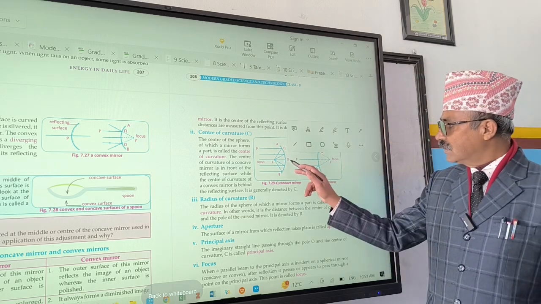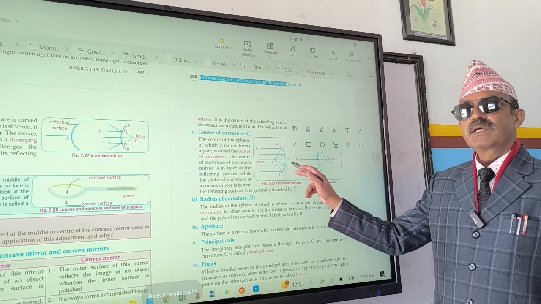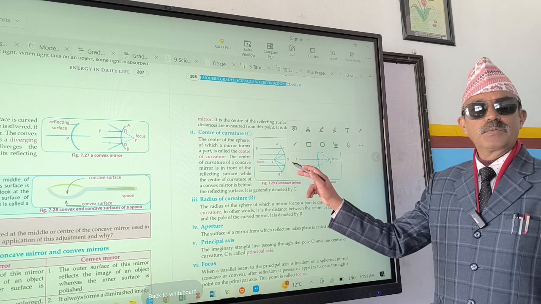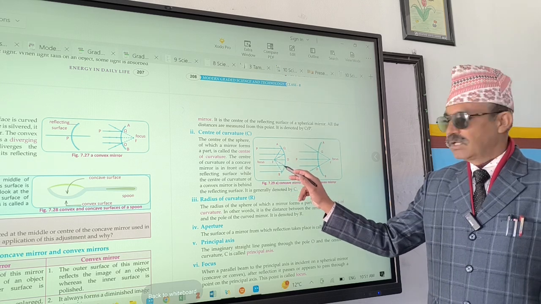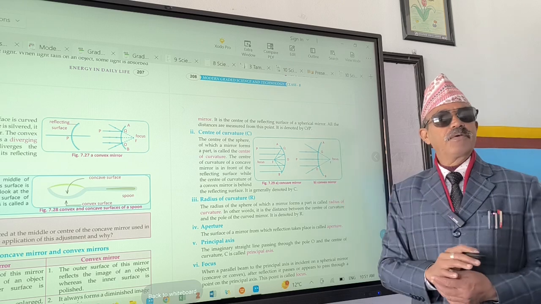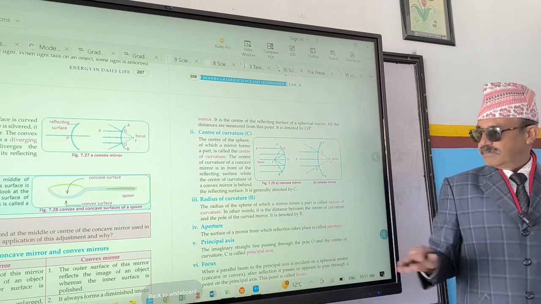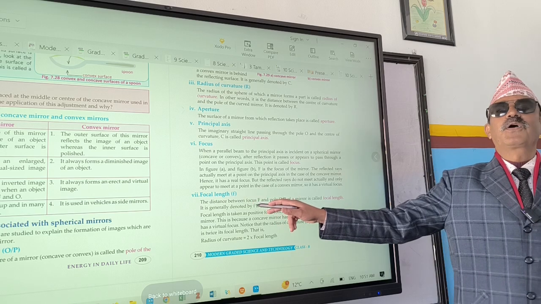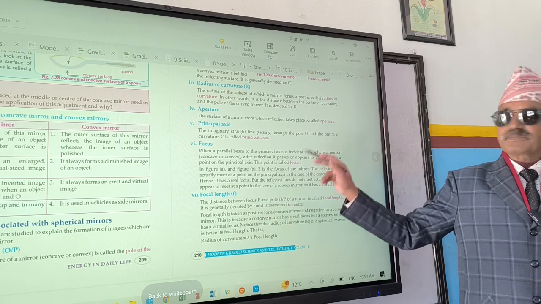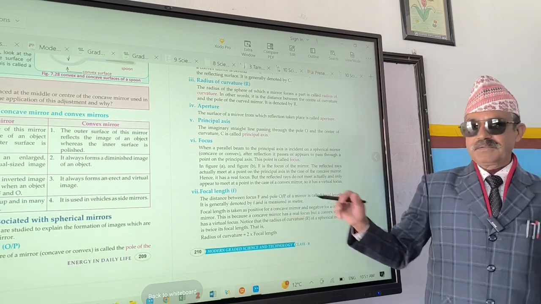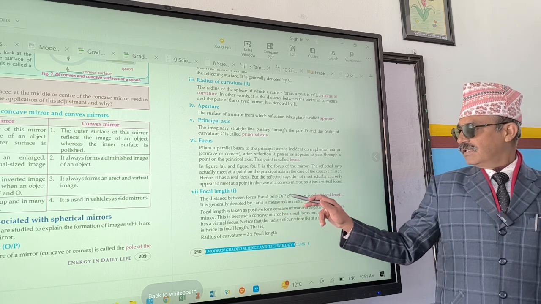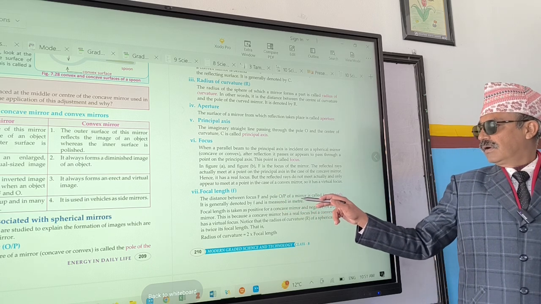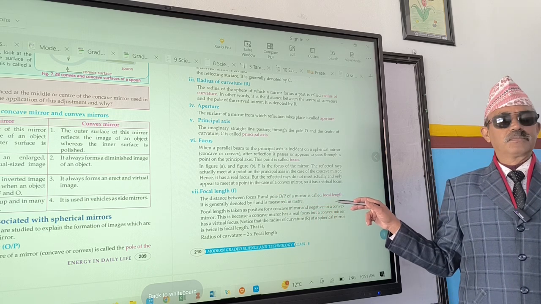Now, what is the name of this point? Optical center or pole of the mirror, and this is focus. What is the distance between this F and O? That is not called radius of curvature, that is called focal length. What do you call it? Focal length. So, what is the definition of focal length? The distance between focus F and the pole of a mirror is called focal length.